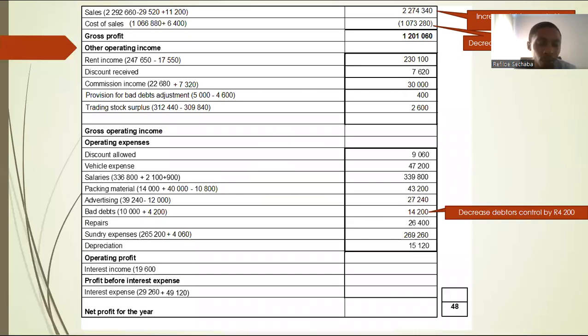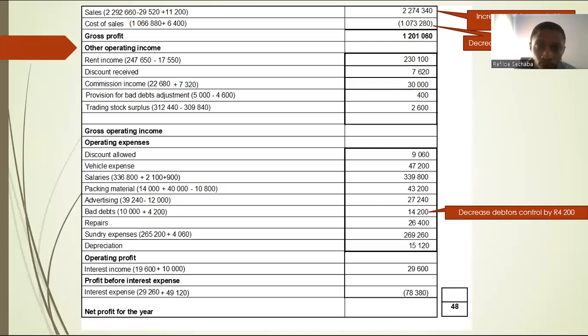Take into account my interest income. In the trial balance, I was given interest income. If I'm not mistaken, it was worth 10,000. So I'm going to add it to the 19,600. Please note that that 49,120, I added it to my interest expense right at the bottom, 29,260, which was interest on overdraft, if I'm not mistaken. We're going to add 49,120 to get our total interest expense of 78,380. Please note that you're going to put it in brackets because it's our expenses. I did talk about income, and that will give us 29,600, which is our total interest income. We don't put it in brackets because it's income.